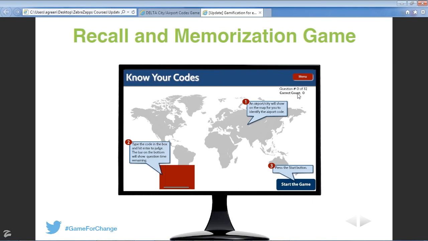And what I want you to see on screen right now is a common technique that's used in gaming. It's called onboarding. Onboarding means I allow my learners to become familiar with the environment they're going to be playing in. Depending on the type of gamer you are, you might like to go through the onboarding, or you might just go ahead and start the game.